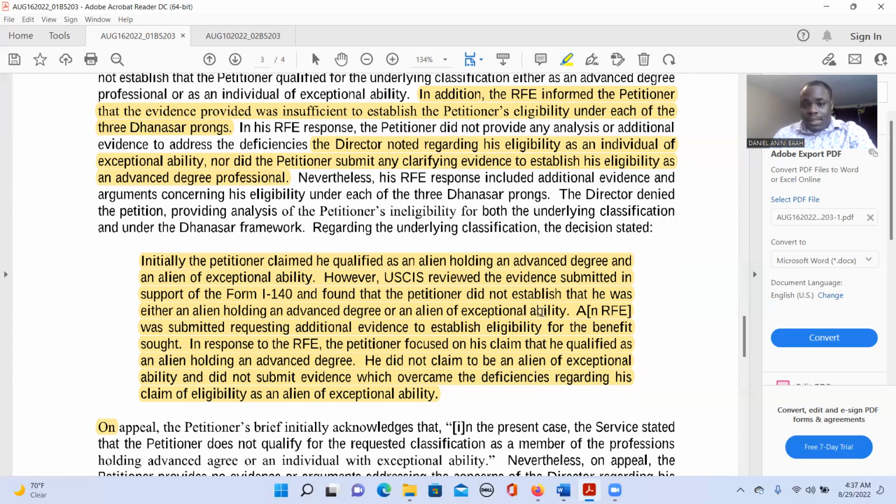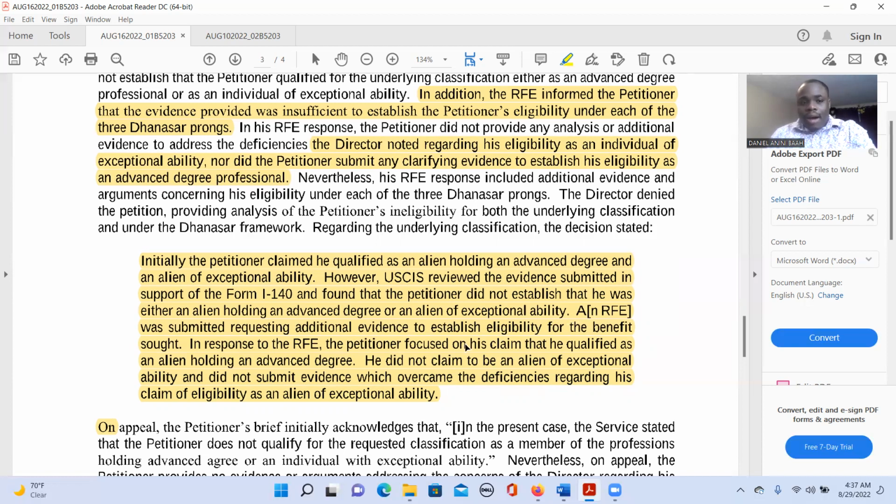So the petitioner did not establish that. That means he didn't submit any educational document, neither did he submit any evidence. That is why evidence is the key. If you say you have this and you don't provide evidence, forget it. Evidence talks volumes. If you say you have an advanced degree, add your master's degree diploma, add your master's degree transcript. If you don't do this, you are not satisfying it.